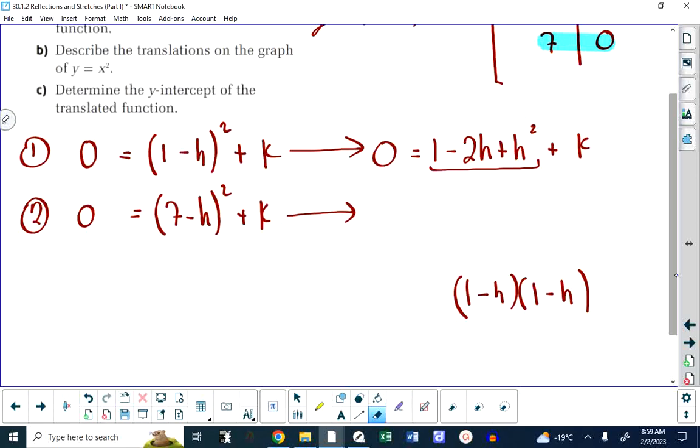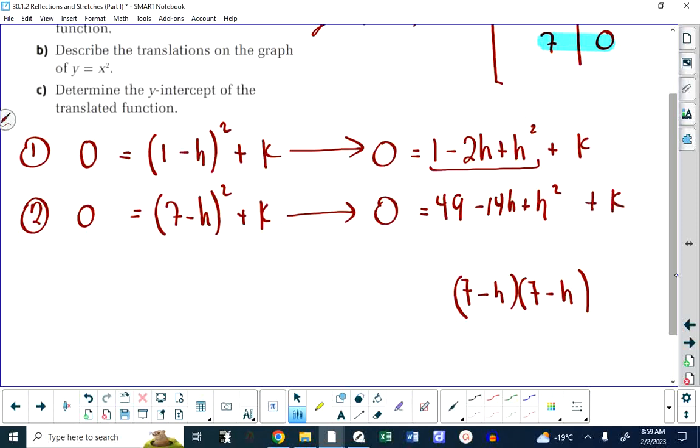When I do the same thing here, I get 0 equals, well, it's 7 minus h, so I can change this to 7. But what I'm going to get is 49. I'm going to have minus 7h, which is minus 14h. And then I'm going to have plus h squared, and then plus k. And just because I don't like how things are lined up here, I'm going to just do that. Okay. Now, are there any questions to that point?